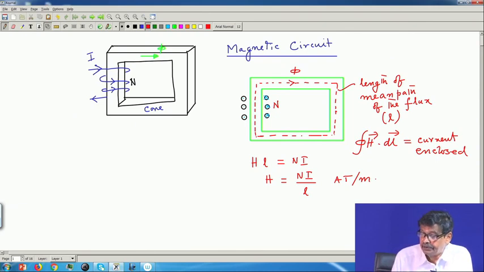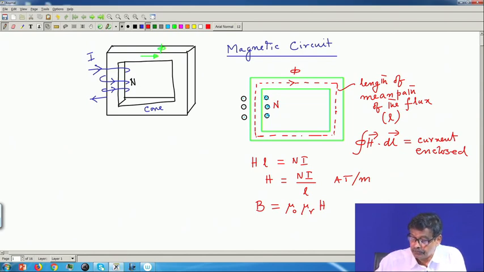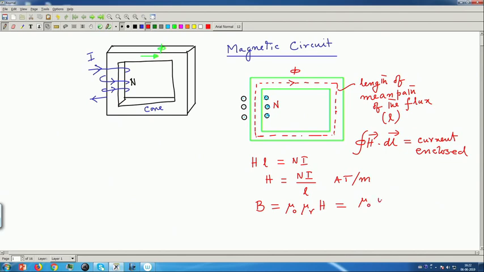Once I know H, then I will calculate B. B will be equal to mu 0 mu r into H, where mu r is called the relative permeability of the core, and if the relationship between B and H is linear, then mu r is a constant value, and so this will be equal to mu 0 mu r, and for H I can write N I by L.